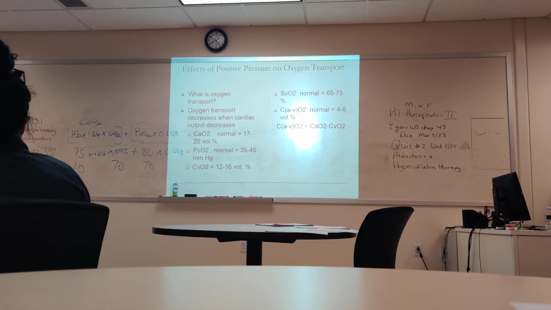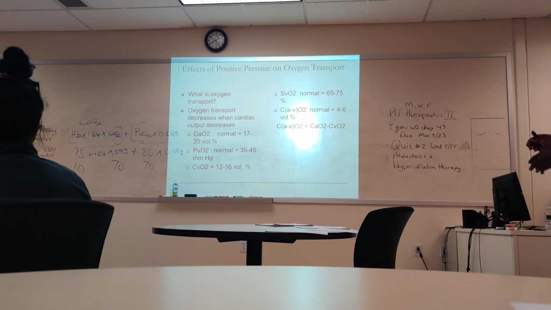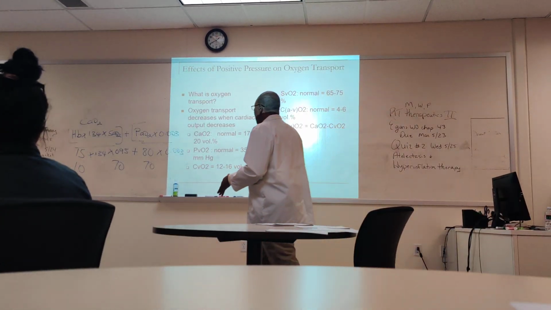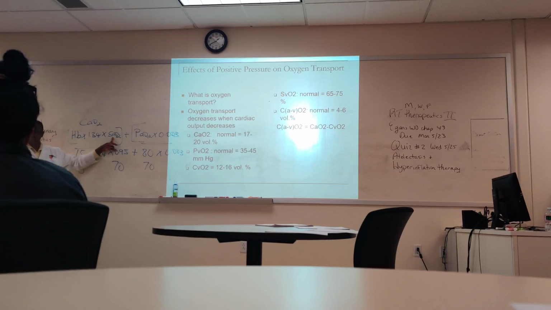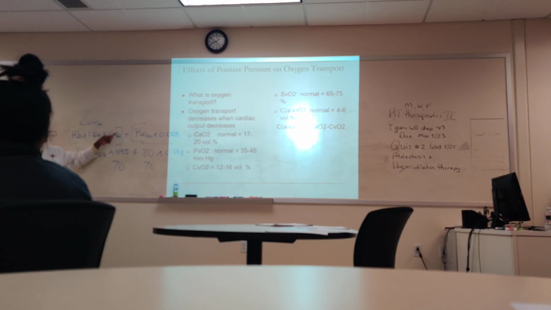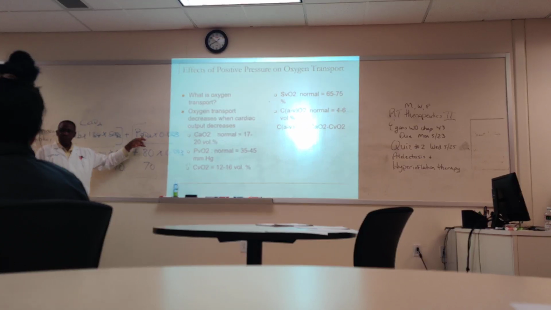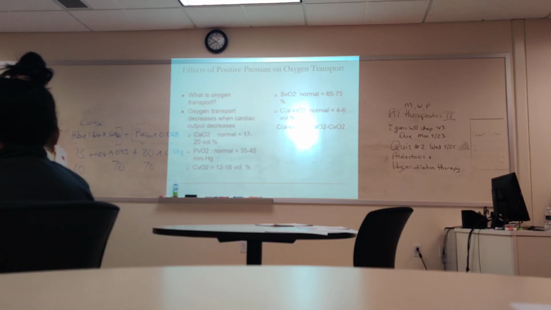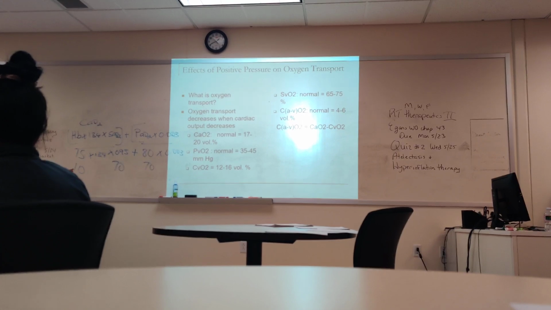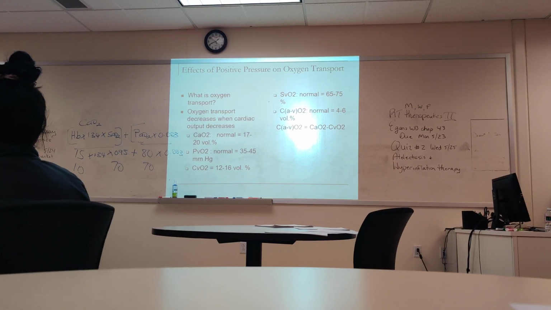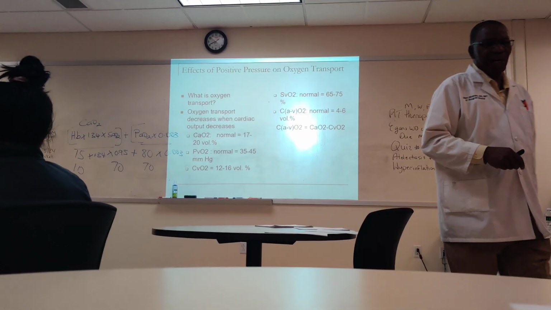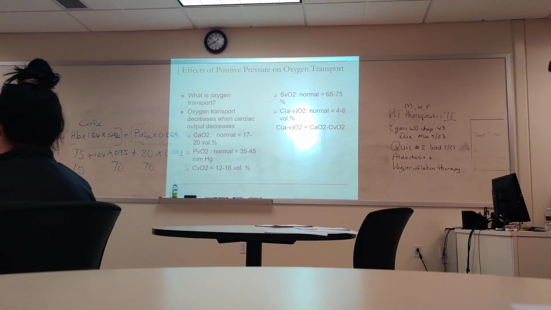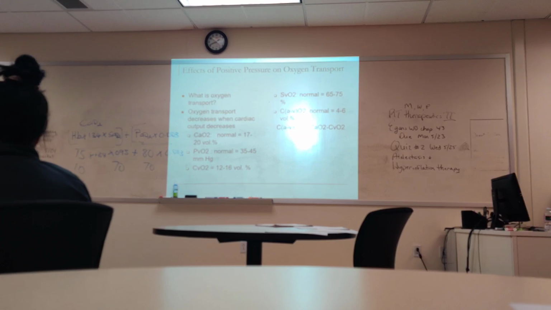And then we go to CVO2, the total amount of oxygen in the venous blood. Same formula, but here we're going to put SVO2, venous oxygen saturation, and here we'll put PVO2, and then we calculate that. Don't worry, we're going to do it in detail in hemodynamics. And then you get 12 to 16% for your venous oxygen content. What they like to call the normal is 15, but the range is 12 to 16.